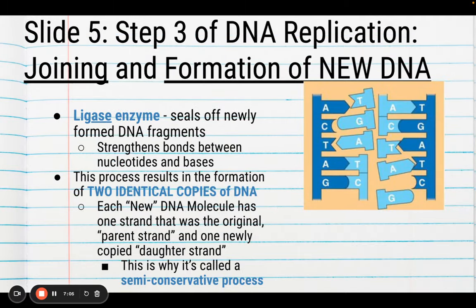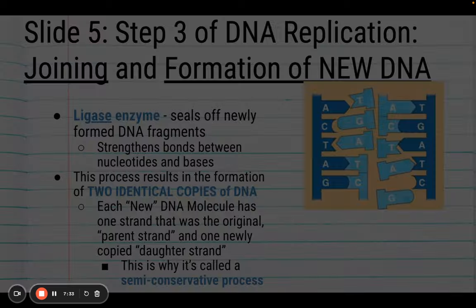Step 3 of DNA replication is whenever everything gets sealed together. So a different enzyme is used here called ligase. Ligase will seal the bonds of the newly formed DNA together, so it strengthens the bonds between nucleotides and the bases. This process results in 2 identical copies of DNA, almost like a complete set. Each new DNA molecule, again, is composed of one of the parent strands and one of the daughter strands. This is why we call it a semi-conservative process.